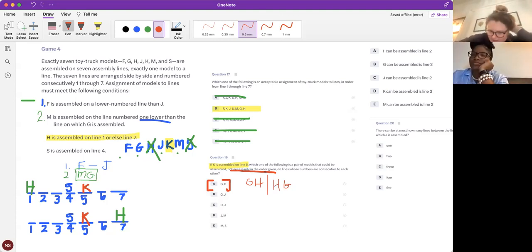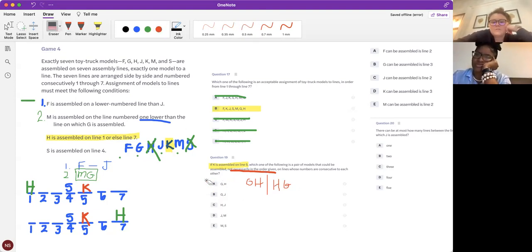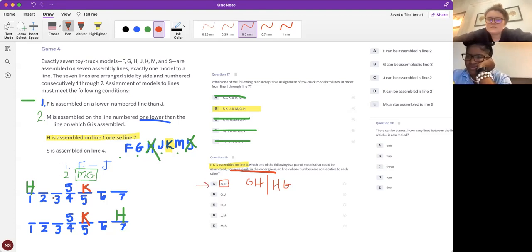Does that make sense? Okay, so what we're saying is all of these now are becoming married, right? Whether it's GH or HG, all of these are right next to each other. So they're saying if 5 is K, can G and H be right next to each other in either one of our scenarios? Yes, that's true.